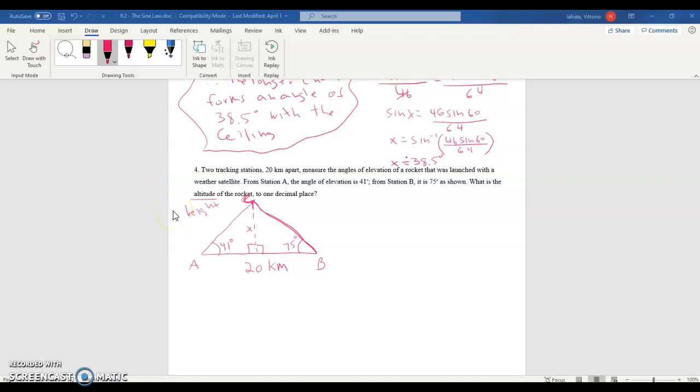This is lesson 8.2, part 4. We're going to continue question 4 over here. We had started off by drawing our triangle, and now we need to figure out the height, the altitude of the rocket, which is represented by point C over here.